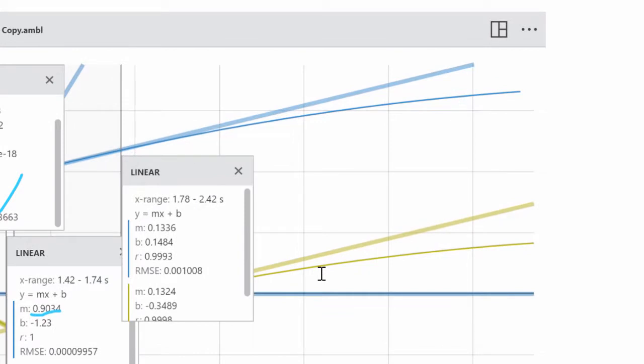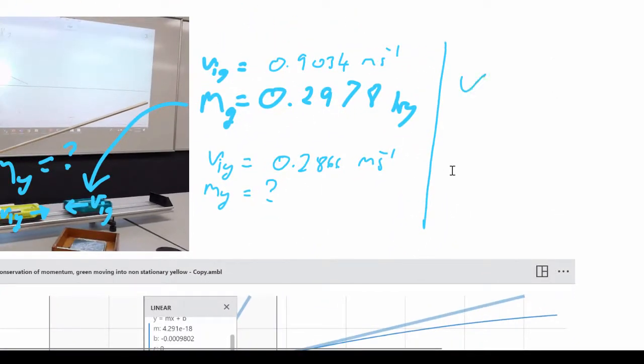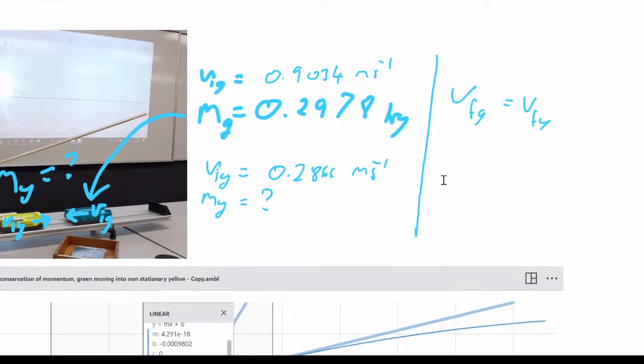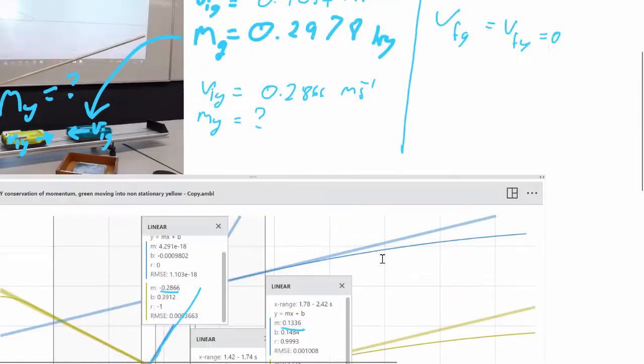And then my final, you can see that these lines should be basically the same, and the gradient should be basically the same, 1.324, 1.336, and so I might just say 1.33 is an average. So velocity final green equals velocity final yellow, which is 0.133.